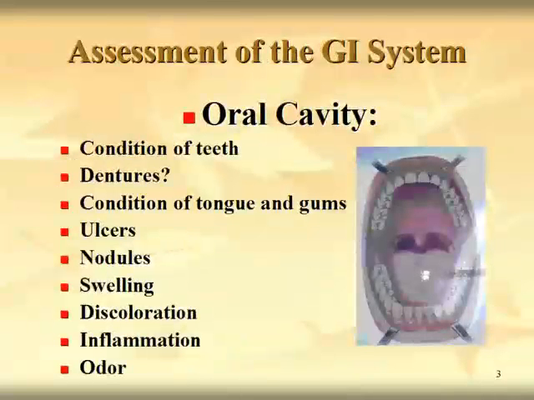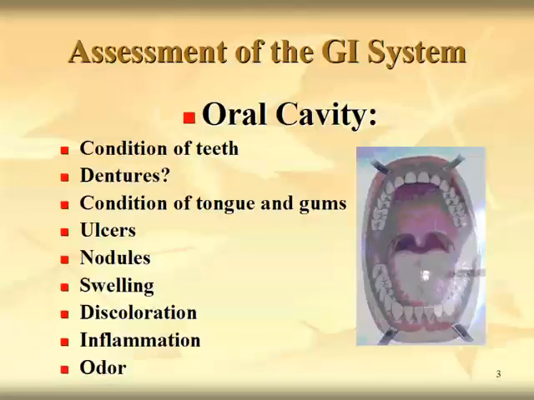Assessment of the GI also includes looking at the oral cavity, so that includes the condition of the teeth, if the dentures fit well, and the condition of the tongue and the gums. Remember, certain types of oral cancers could be a painless type of lesion, so it's important to look for those in the mouth. Also look for nodules and swelling and lymph node enlargement, especially in the anterior cervical chain, any discoloration, inflammation, or foul odor. Remember, foul odor to the breath could signify a medical condition.